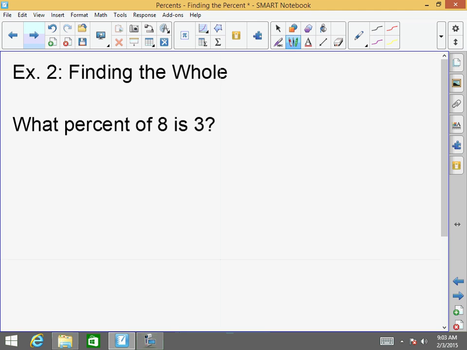What percent of 8 is 3? Let's do it both ways. Let's do it the equation method, and let's do it the proportion method. So what percent, so let's go x percent times 8 equals 3. If I divide 8 to both sides, I've got x percent equals 3/8. Does anyone remember what 3/8 means? What it turns into?